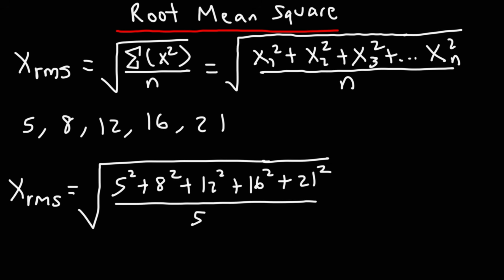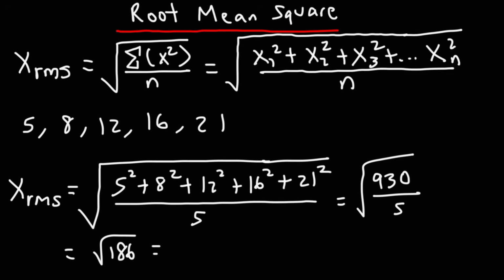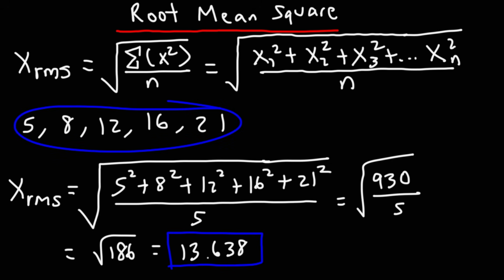So let's go ahead and plug this in. 5 squared plus 8 squared plus 12 squared plus 16 squared plus 21 squared, that's 930. 930 divided by 5 is 186. And the square root of 186 is 13.638. So this is the root mean square of these 5 x values. So that's how you can apply the formula.